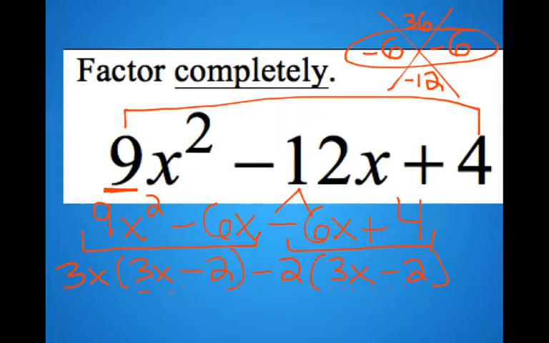And so now we have the same thing in the parentheses. 3x minus 2 would come out, and then we'd be left with 3x minus 2. It's called a perfect square trinomial because you end up with the same exact 2 factors, 3x minus 2 quantity squared.